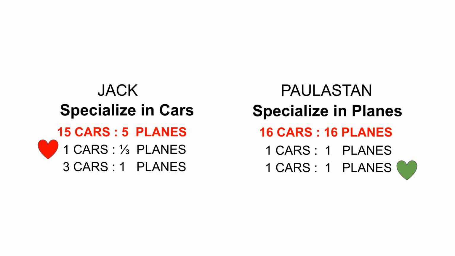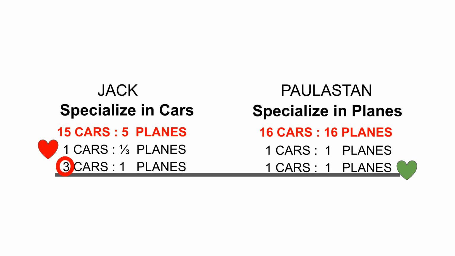Let's first look at it from Jack's point of view. If Jack makes planes himself, each plane costs him 3 cars. So he won't accept any trade that requires giving up more than 3 cars for one plane. For example, if Pakistan says 1 plane for 10 cars, Jack would say no, he could just make it himself for 3. So from Jack's side, the acceptable deal has to be 1 plane for less than 3 cars.